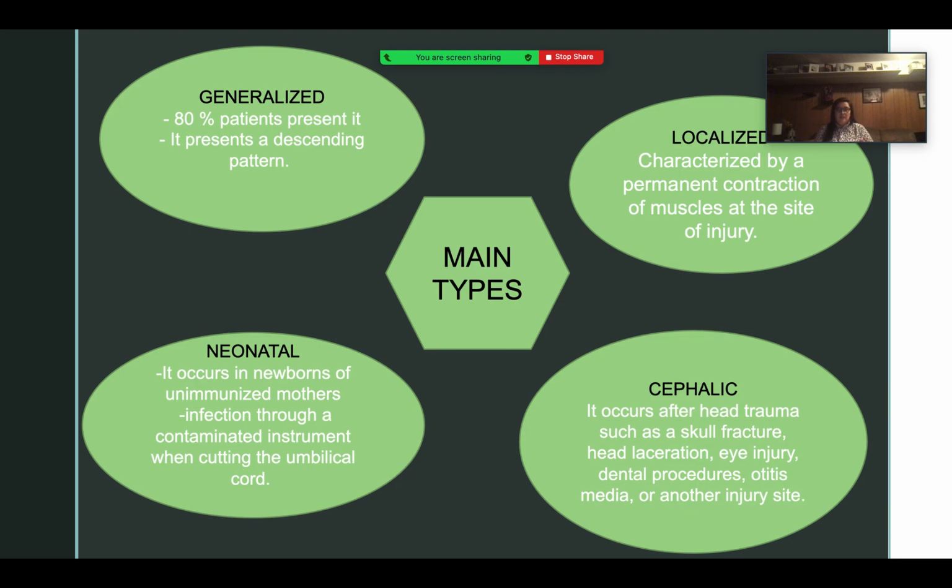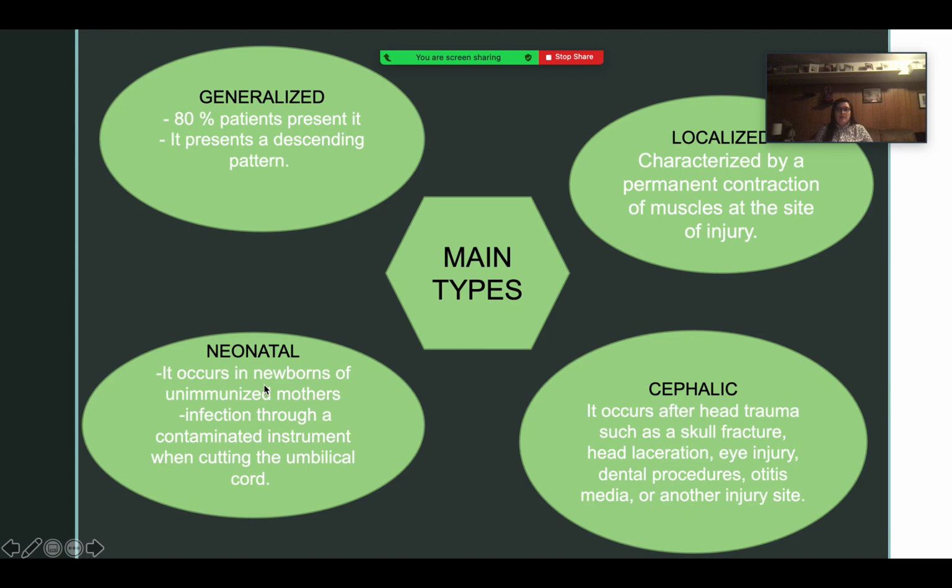The first sign is trismus, or locked jaw, followed by stiffness of the neck and difficulty swallowing. These spasms can occur for up to 4 weeks. The second one is localized tetanus. The clinical characteristics are persistent contraction of the muscles at the site of injury that can persist for many weeks. This type is uncommonly fatal, but it can progress to generalized tetanus.